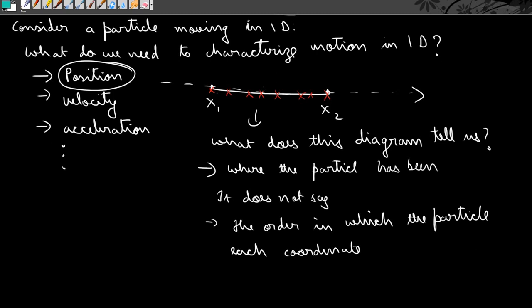Or it could have started over here, gone here, here, here, and finally ended up here. Or it could have gone in a completely different way. It could have gone very close and then come back here, then come back here, then here, and finally end up here. We don't know. So we do not know the order in which the particle visited each of the coordinates. This diagram does not give us that information.